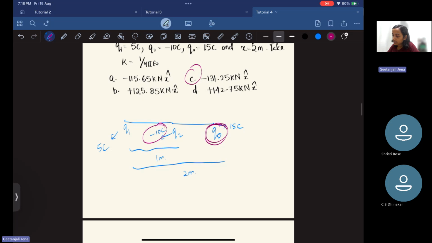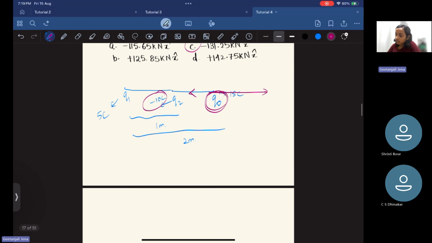Because this is negative, this will be attractive and this will be a repulsive force. So these are opposite. This will be in the minus i cap direction, and this will be in the i cap direction.